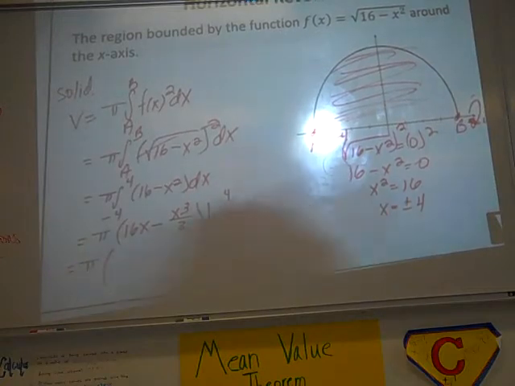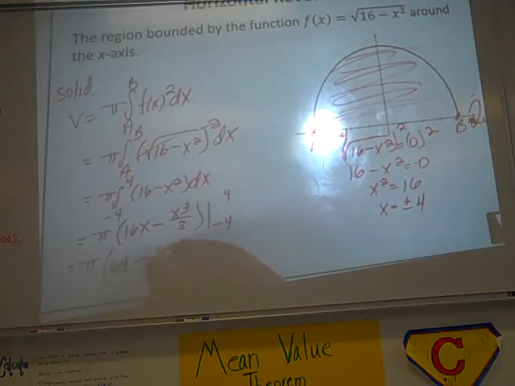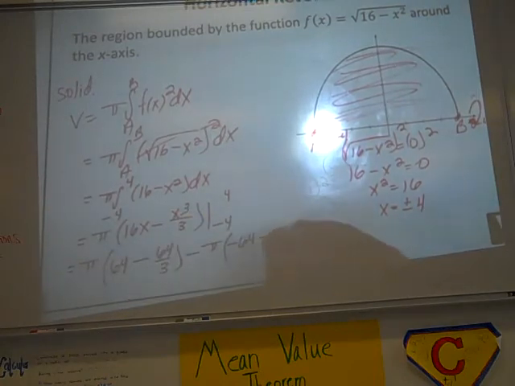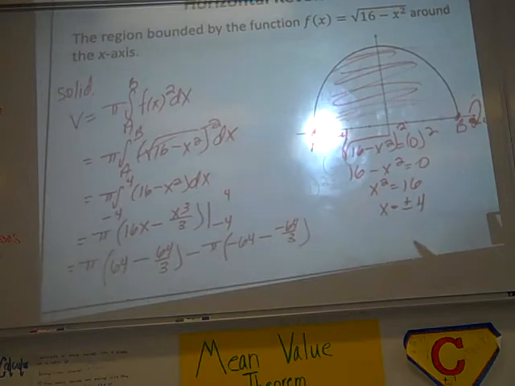So pi, plug in the 4, 16 times 4 is 64. Minus 4 cubed is 64 over 3. Minus pi, now we evaluate at negative 4. 16 times negative 4 is negative 64. Minus negative 4 cubed divided by 3 is negative 64 thirds. Because you have all numbers here, if it's the free response part of the test, you can stop. Let's assume that this is not the free response part of the test and we are being challenged to go further. Well, I would want to get a common denominator.